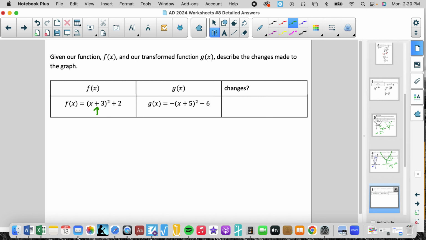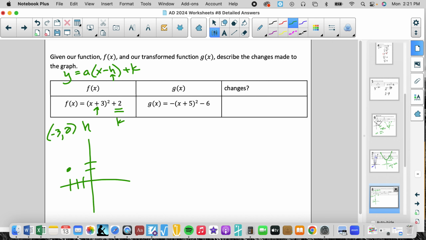Now, when we get inside, there's a difference. This is your H value, and this is your K value, moving your vertex, because this is in vertex form. So my vertex is going to be 1, 2, 3, and then up 2. So my vertex is here because the function is y equals a times the quantity x minus h, plus k. And what we see is the opposite of my h value. So my vertex is going to be -3, 2, which is what we did there.